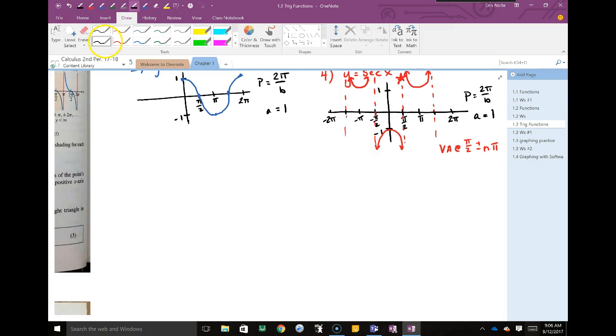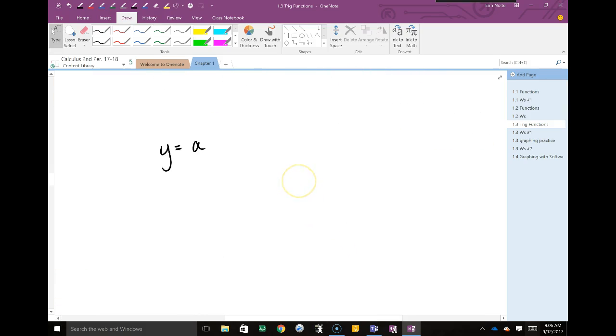Okay, so our generic form of all trig functions looks like this. I'm just going to use one of the trig functions. Which one should I use? Okay, sine, you guys are too slow. A sine of Bx plus c plus d. Okay, so do you realize this is any trig function? All of this stuff translates the same.